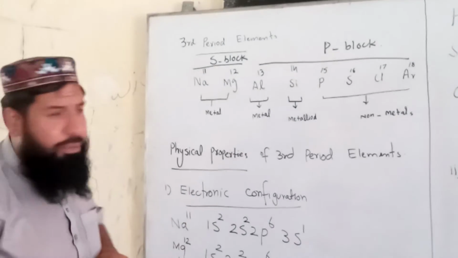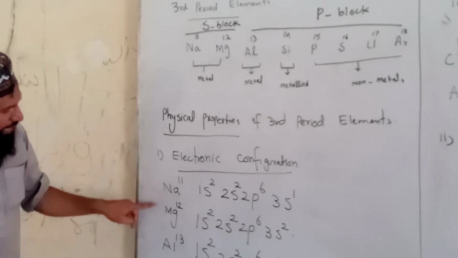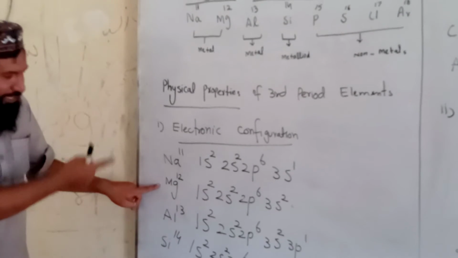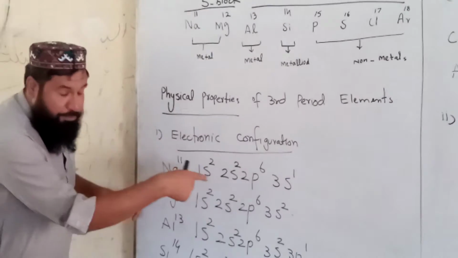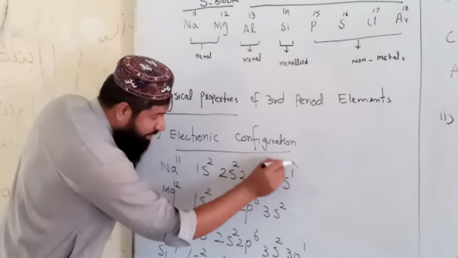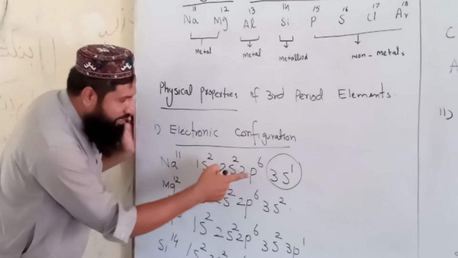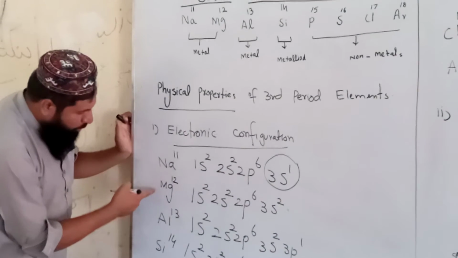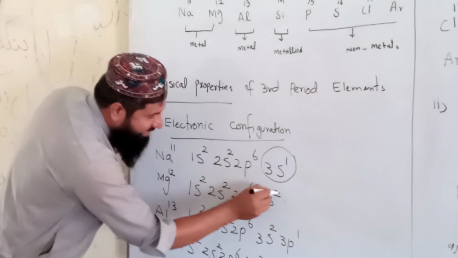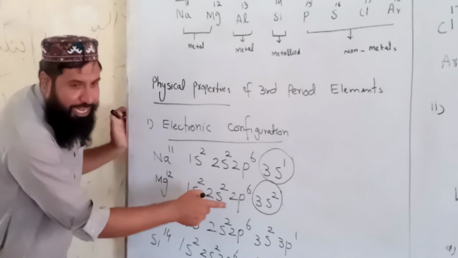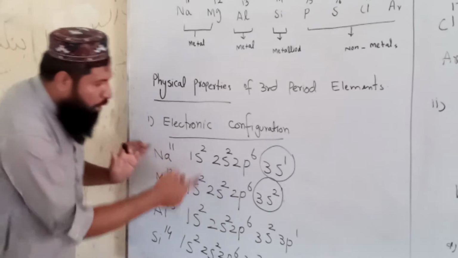What are S block elements? Look at the sodium and look at the magnesium. They are the S block elements, and their outermost electron is present in the S subshell. That is the reason sodium is S block. Look at the magnesium. The outermost electron of magnesium is present in the S subshell. So these two are called S block elements.